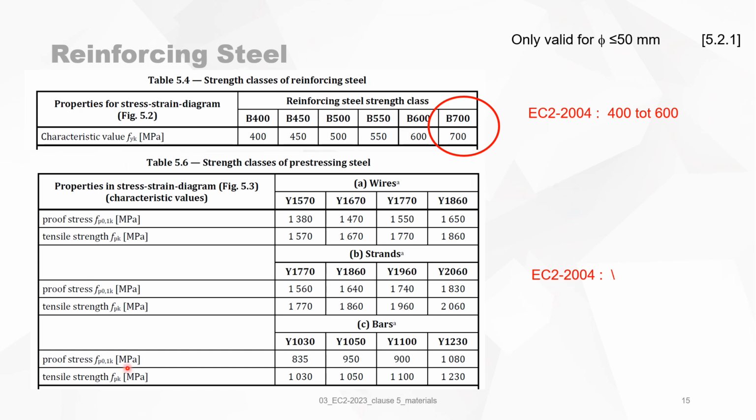Just bear in mind that all the strength classes, the properties of the steel, are only valid for diameters smaller than 50 millimeters. So when you have an exceptional case where you use bigger diameters, you cannot use the formulas of Eurocode 2.